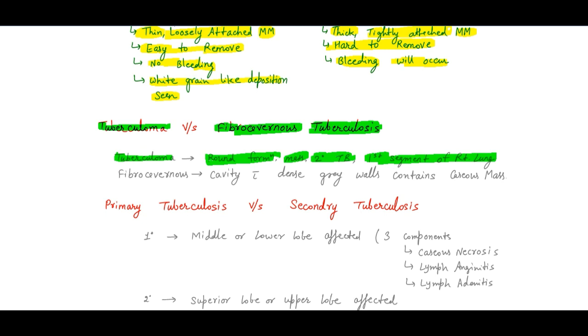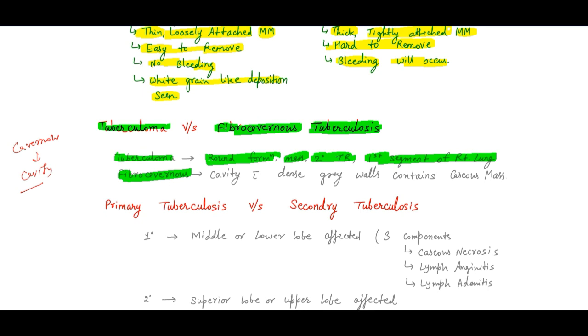Now how to differentiate it from fibrocavernous? Fibrocavernous means cavernous. What is the meaning of cavernous? Cavernous simply means cavity. So fibrocavernous is a cavity with dense gray walls containing caseous mass. It means we have fibrocavernous. Okay, next, what can we have?